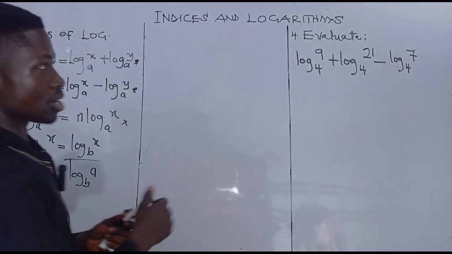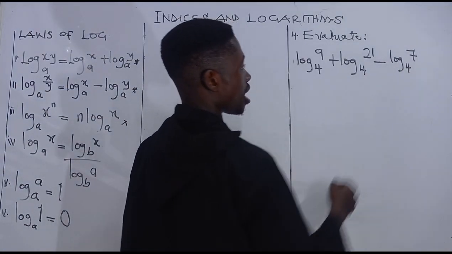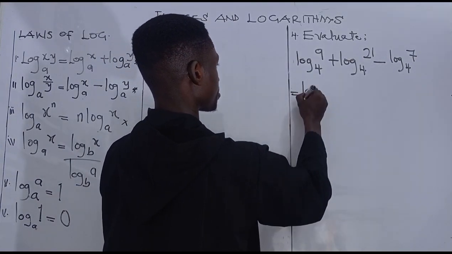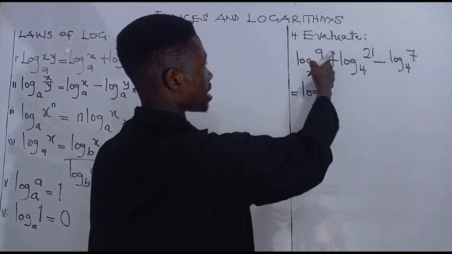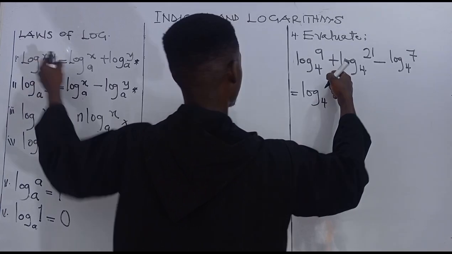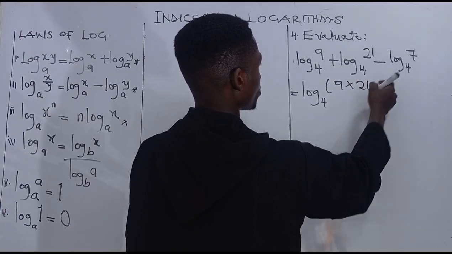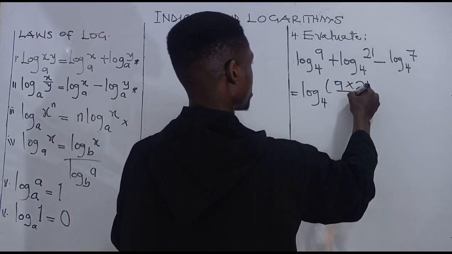And we observe that the bases of the logarithms are all the same. So we can write this as log to the base of 4, and then when they are adding, we multiply. So we have 9 times what? 21. When they are subtracting, we divide. So divided by 7.